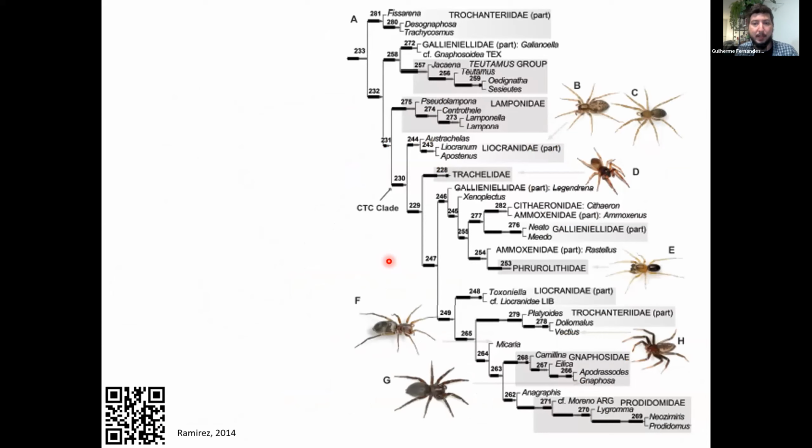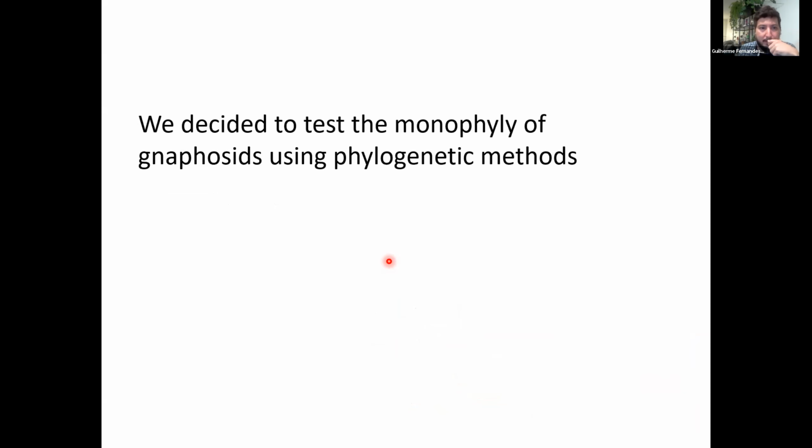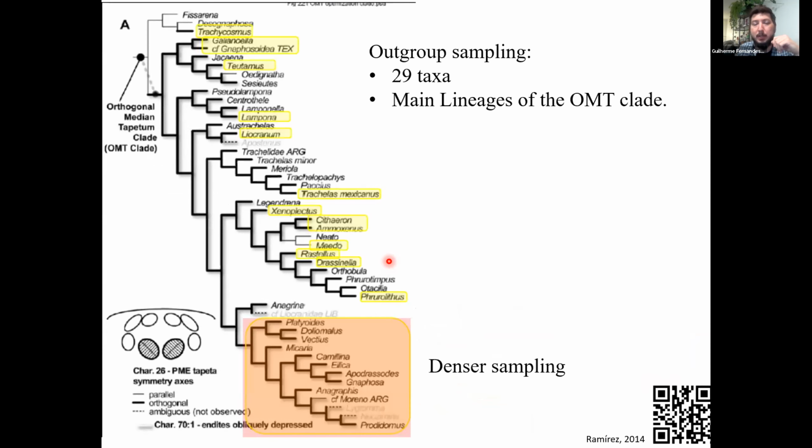The synapomorphy and the monophyly of Gnaphosidae had never really been thoroughly tested with phylogenetic methods. We have the paper by Martin Ramirez on Nike spiders, where we can see that maybe Gnaphosidae is not monophyletic, but the sampling was not designed to test that thoroughly. So we decided to test the monophyly of Gnaphosidae and see the relationships of the group.